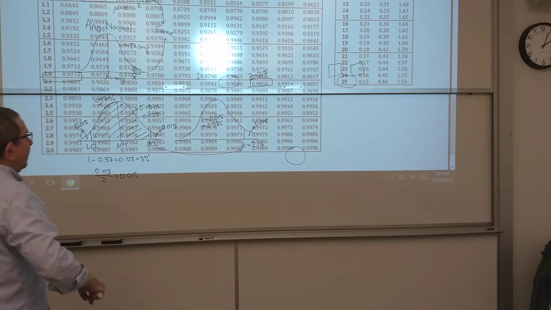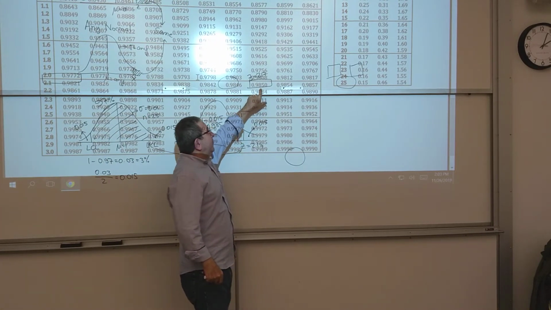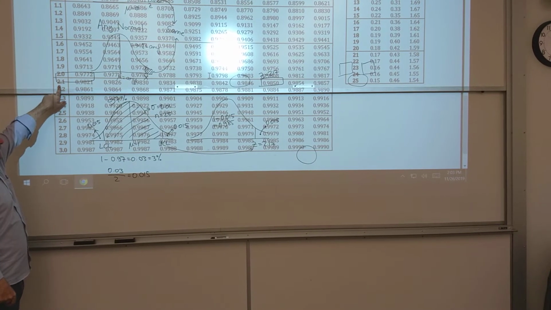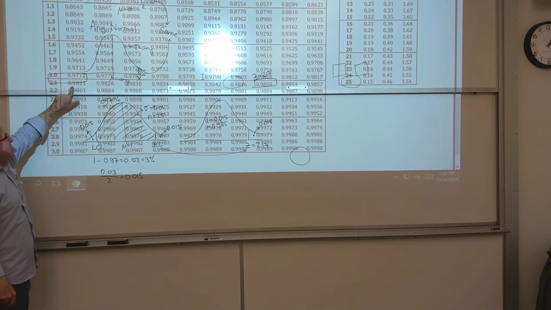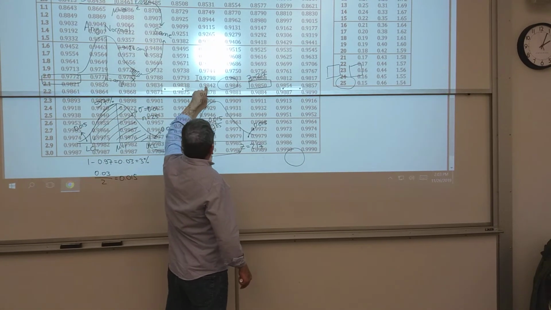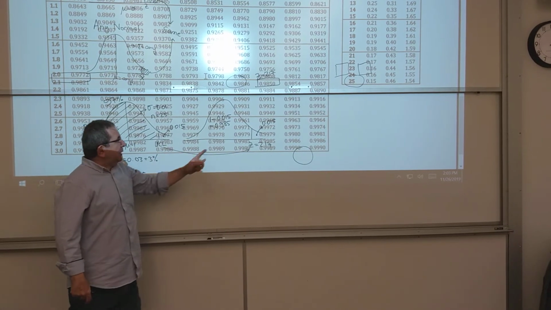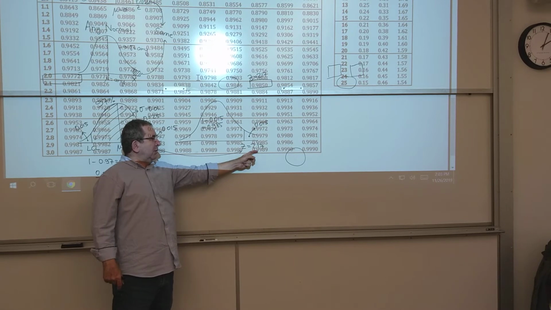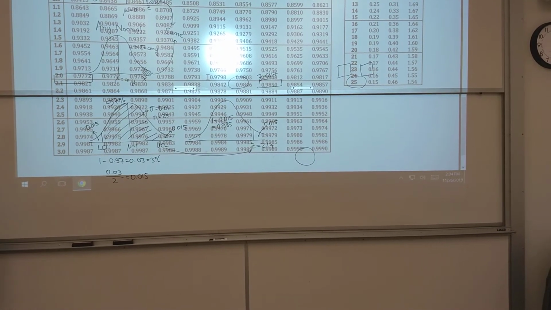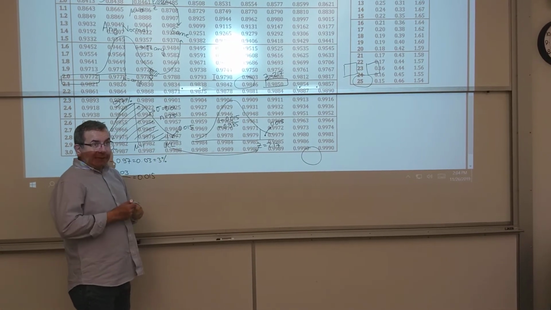So again, we're looking for this probability, 0.985. So we start at 2.10, 11, 12, 13, 14, 15, 16, 17. So this probability corresponds to 2.17. So if we know Z, we can find X.